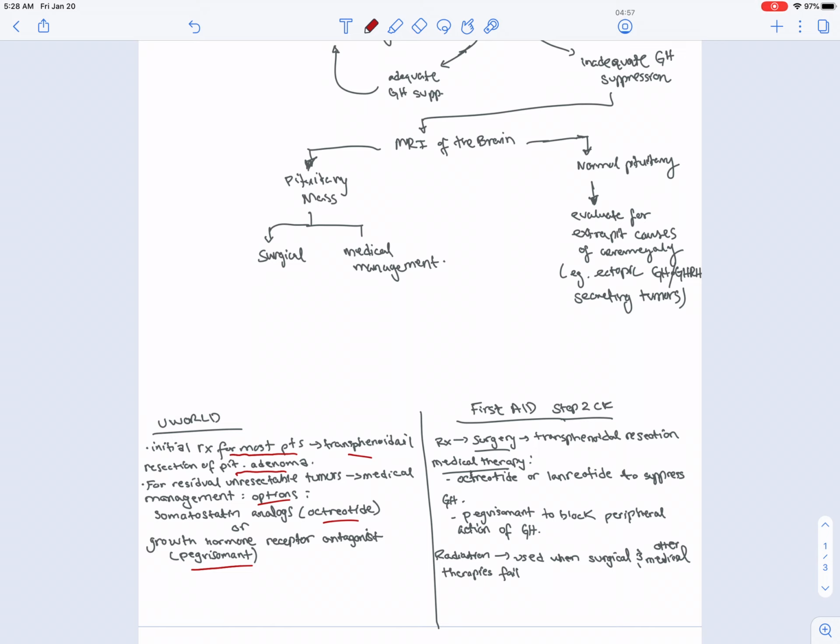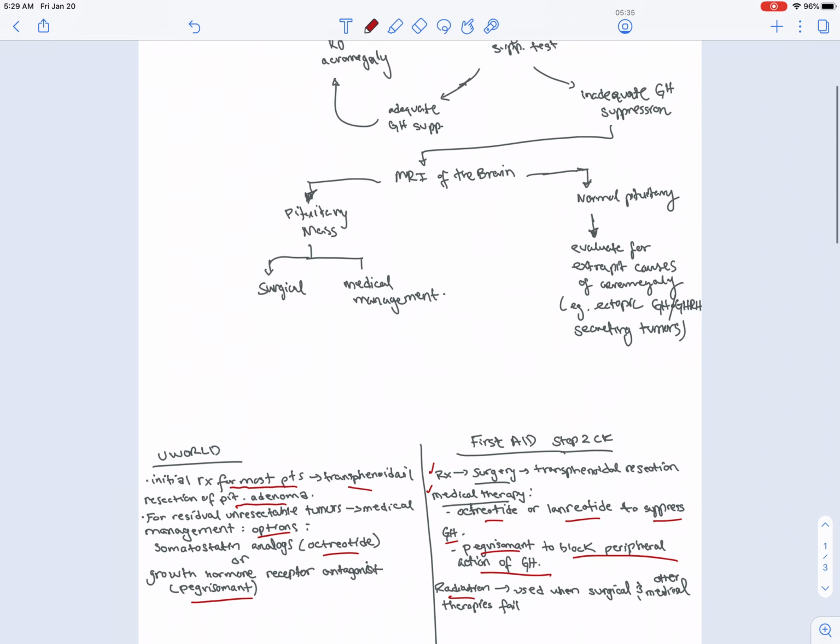First Aid Step 2 CK wants you to just know three things right away. The treatment is surgery via the transsphenoidal resection, or also medical therapy, which is via octreotide or lanreotide, and that is to suppress the growth hormone. And pegvisomant is to block the peripheral actions of growth hormone. And finally, if none of the medicinal therapies work or none of the surgical therapies work, then you will finally do radiation because everything else has failed. So that's very important for Step 2.